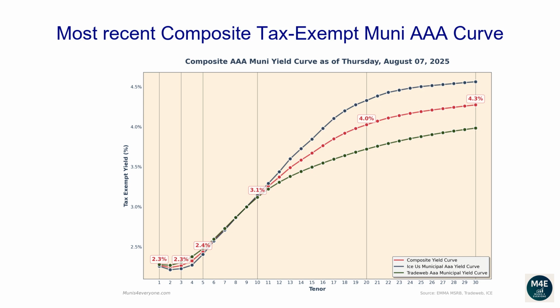The 3-year yield is 2.27%. The 5-year yield is 2.44%. The 10-year yield is 3.13%. The 20-year yield is 4.02%. The 30-year yield is 4.27%.